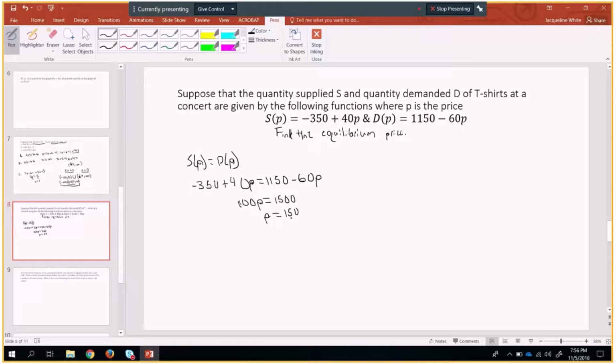Right? Now the next question I wanted to come up with was find the quantity supplied and quantity demanded at equilibrium. All right? So let me write that down. Part A was find the equilibrium price, and part B, find quantity supplied and demanded at equilibrium price.